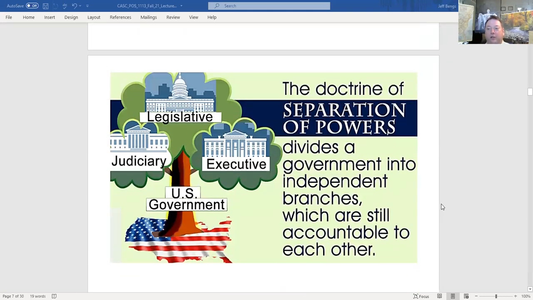Now, all of these things were included in our new Constitution, which was completed in 1787. And then the Constitutional Convention did something that they were not authorized to do. Remember, when they came together in May of 1787, they were only going to revise the Articles of Confederation.